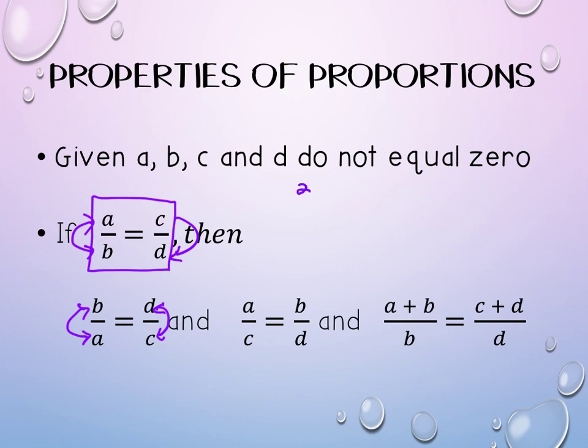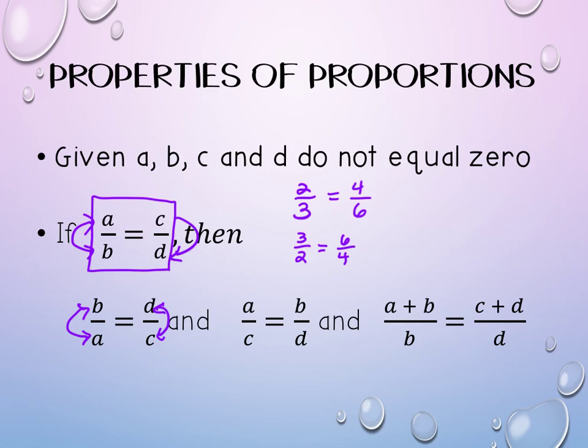Think about if I had 2 over 3 equals 4 over 6. First of all, is that true? Does 2 over 3 equal 4 over 6? Yes, right? If I reduce the 4 over 6, I get 2 over 3. You with me? Okay. Now if I flip the left side, I would get 3 over 2. Now I have to flip the right side. Equals 6 over 4. Still true. That's the first one, the reciprocals.